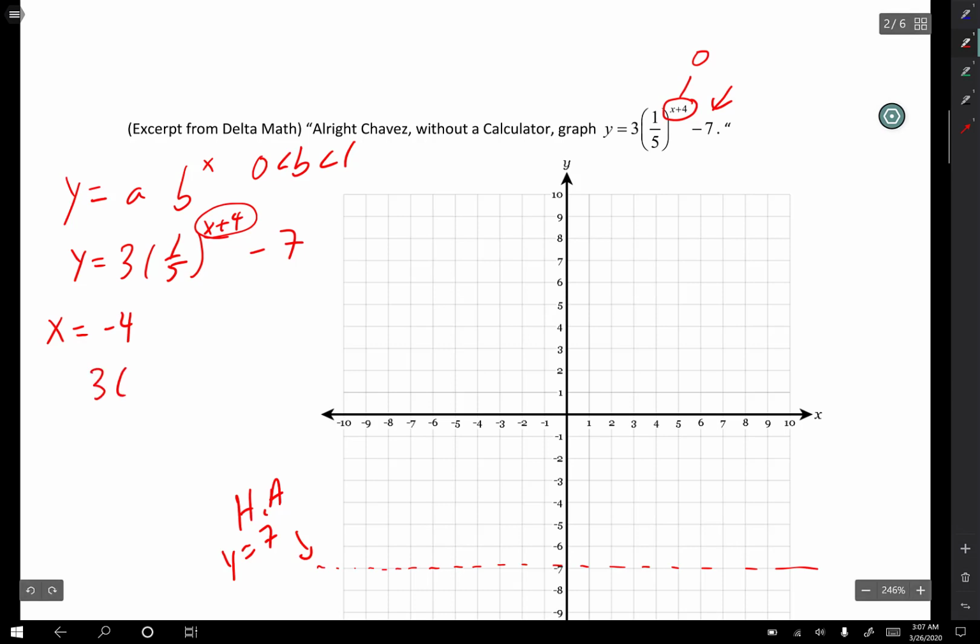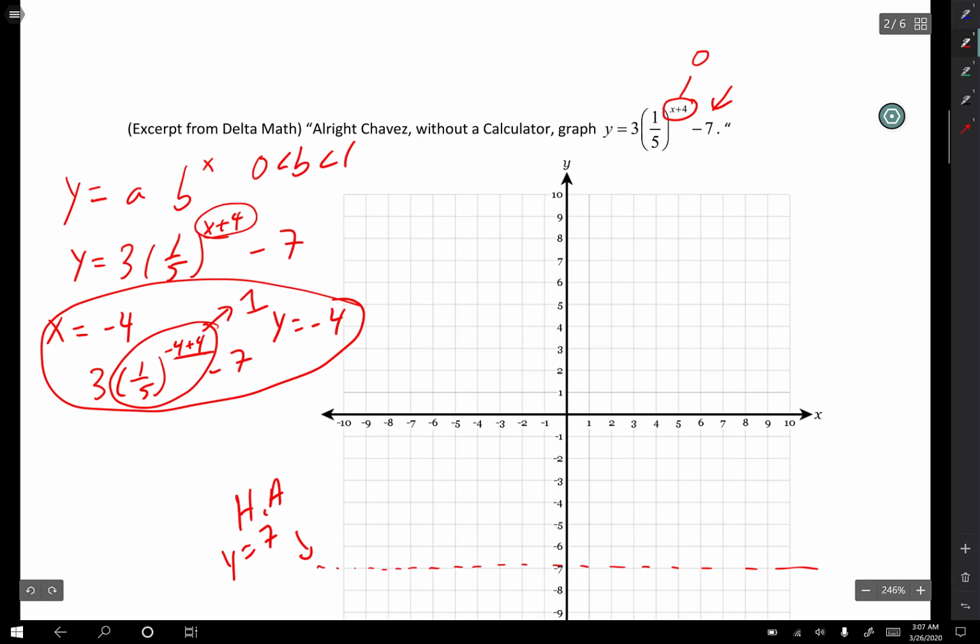So then you have 3 times, and I'm going to go ahead and write it out as 1/5 for now, to the -4 plus 4, minus 7. Well, this right here is now just 1, because this zeroes out, and anything raised to the 0 power is 1. So 1 times 3 is 3, and 3 minus 7 is -4. So there it is. I got a point. My point is -4, -4.